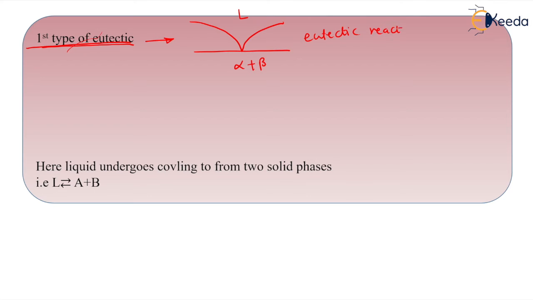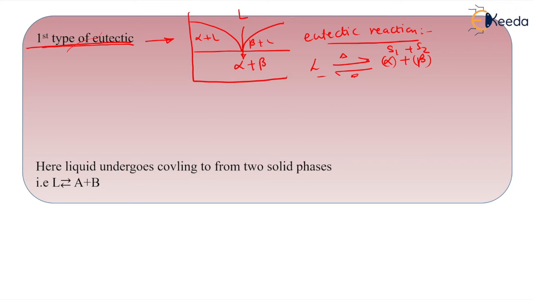When you cool the material from its liquid state, heating or cooling, you will have the two solids. I can write here S1 plus S2, that is our alpha phase and beta phase. So this is alpha plus liquid, this is beta plus liquid. When it cools below this TE, you will get this alpha plus beta, isn't it?